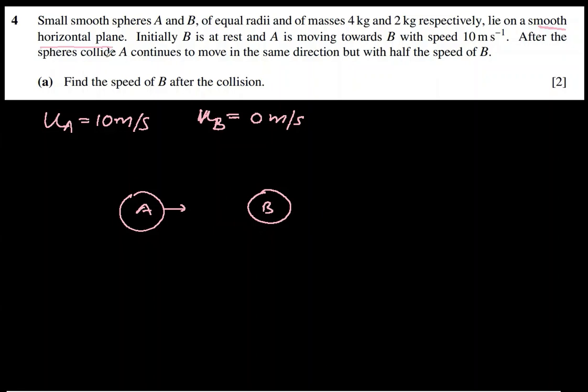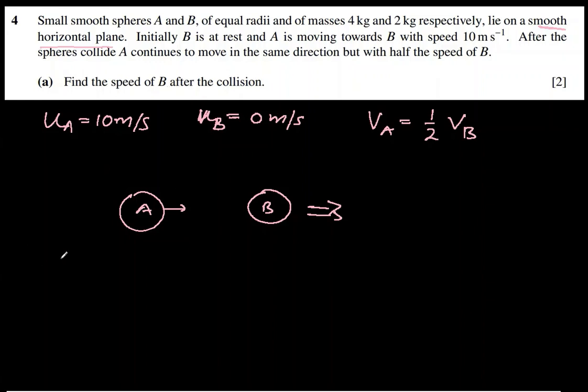After the spheres collide, A continues to move in the same direction but with half the speed of B. So after collision, both of them move in the same direction, and this is the relationship: VA is half of VB. That means VB is faster. Find the speed of B after the collision.